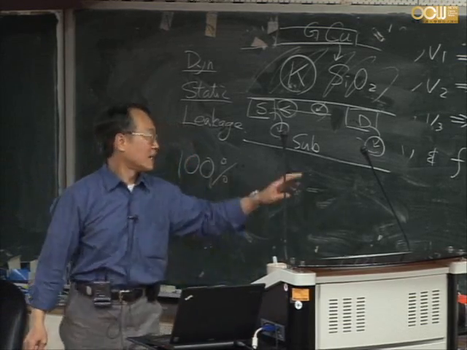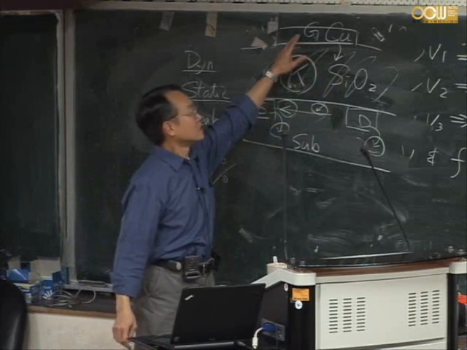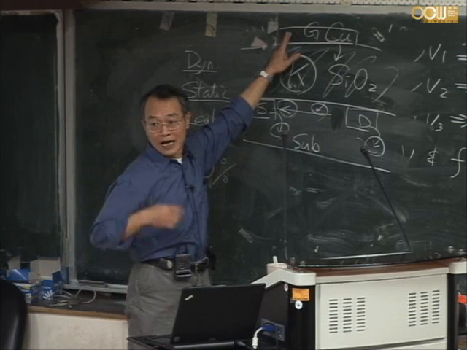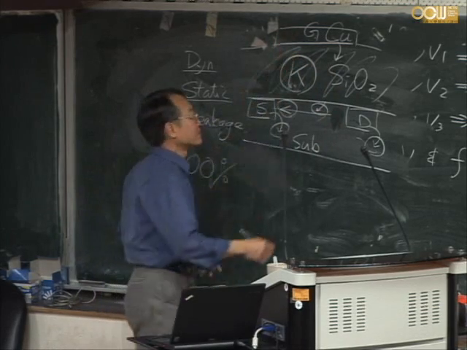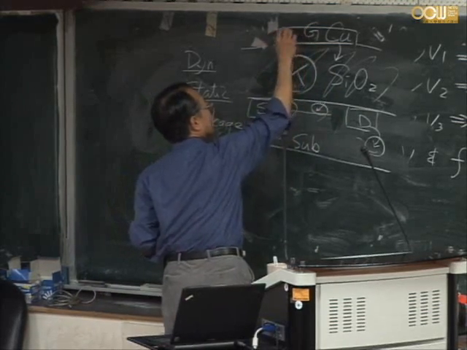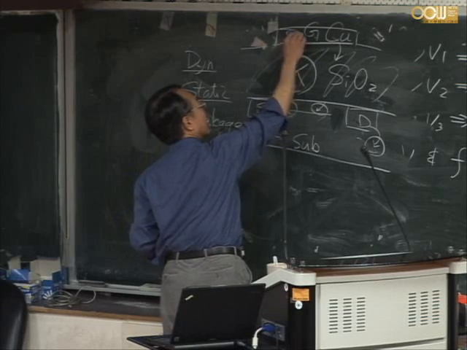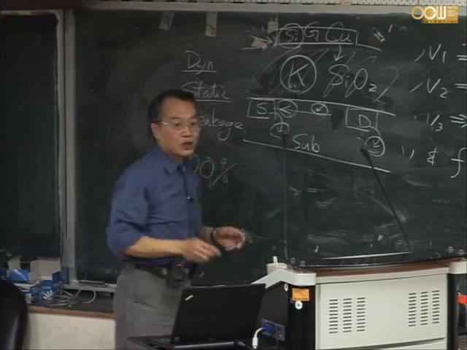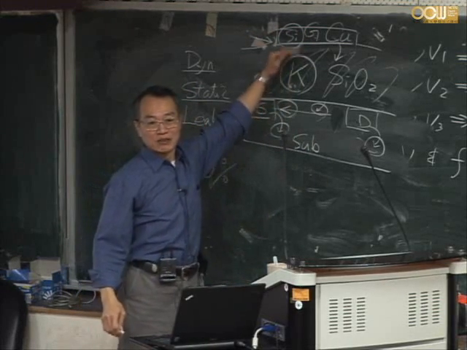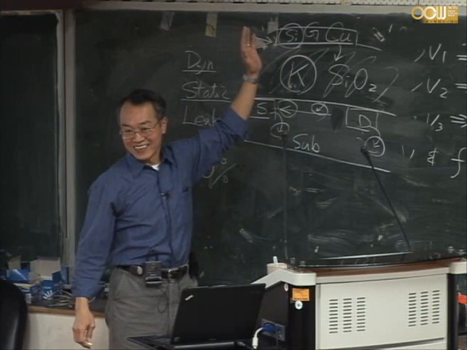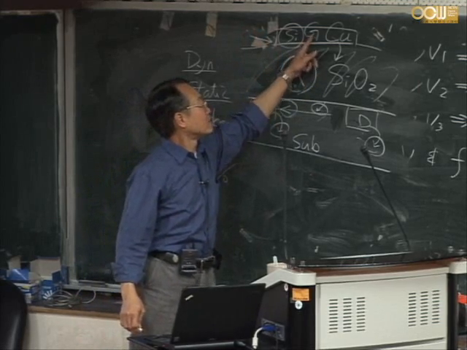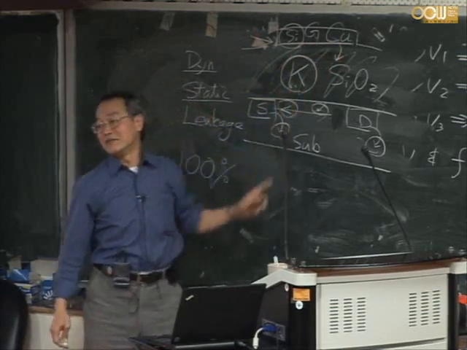If this is SiO2, then I need to use polysilicon for the gate. Otherwise, when I operate the transistor, if this is not Si-based material, it will crack, will break away. But if I use a different material, then I have the freedom to use other material for the gate.